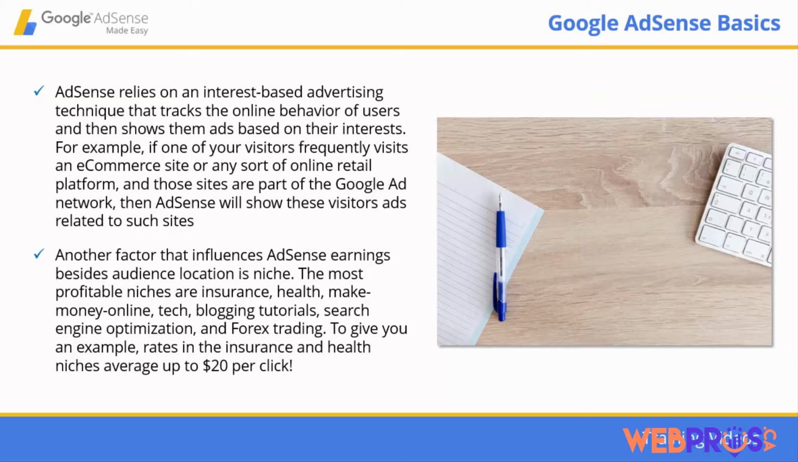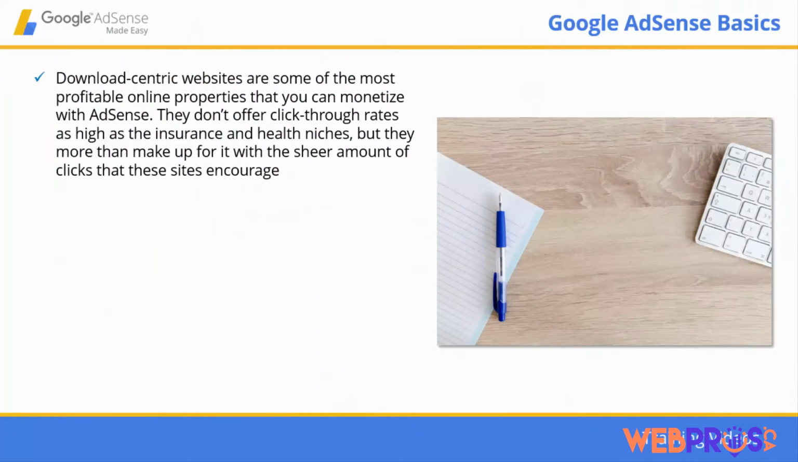To give you an example, rates in the insurance and health niches average up to $20 per click. Download-centric websites are some of the most profitable online properties that you can monetize with Adsense. They don't offer click-through rates as high as the insurance and health niches, but they more than make up for it with the sheer amount of clicks that these sites encourage.